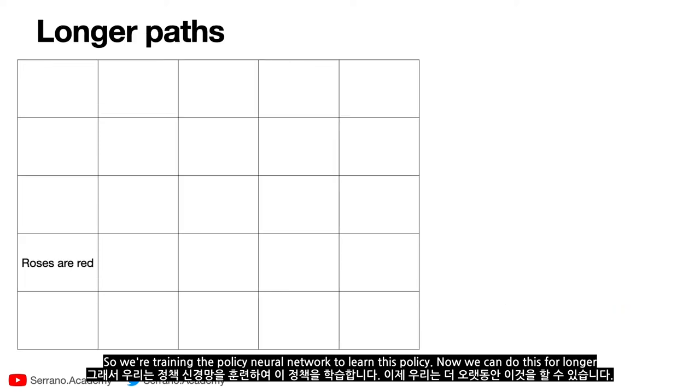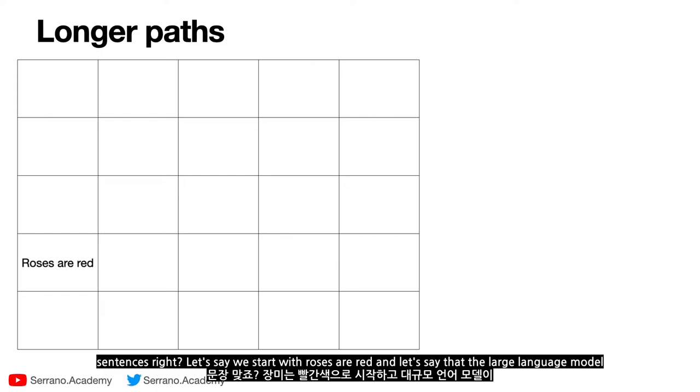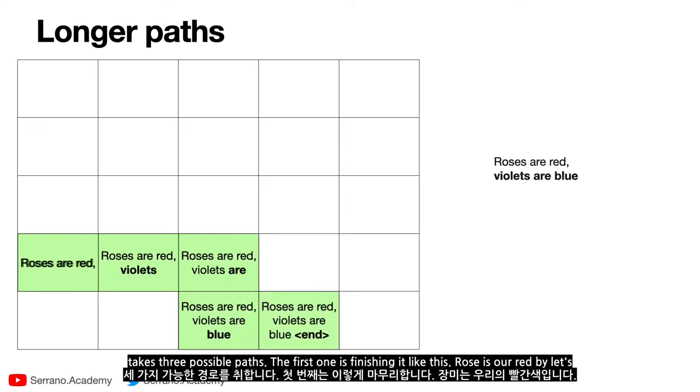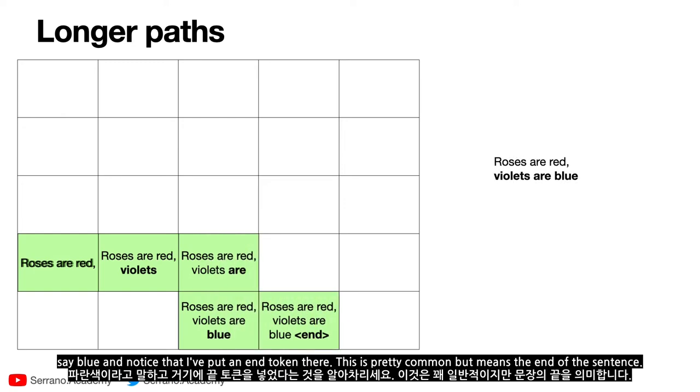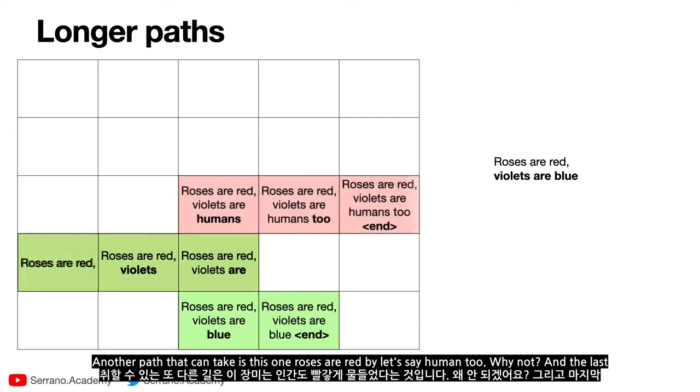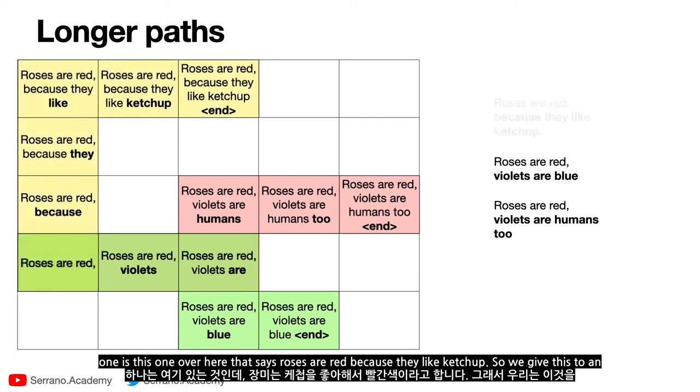Now, we can do this for longer sentences, right? Let's say we start with roses are red. And let's say that the large language model takes 3 possible paths. The first one is finishing it like this: roses are red, violets are blue. And notice that I've put an end token there. This is pretty common. That means the end of the sentence. Another path it can take is this one: roses are red, violets are human too. Why not? And the last one is this one over here that says roses are red because they like ketchup.